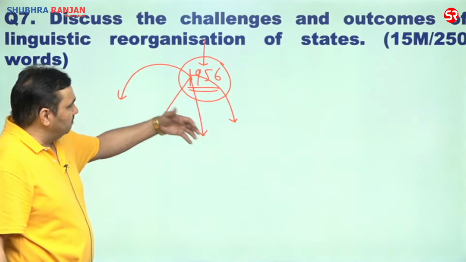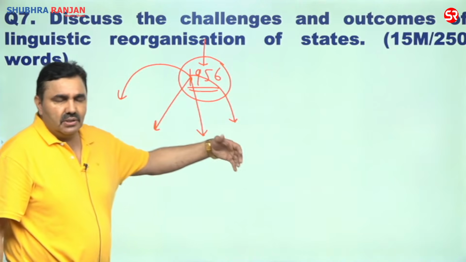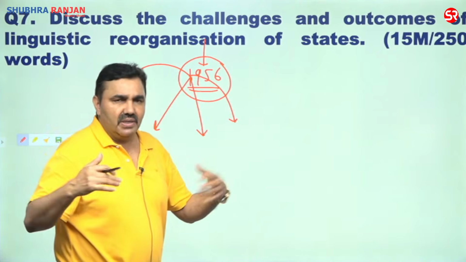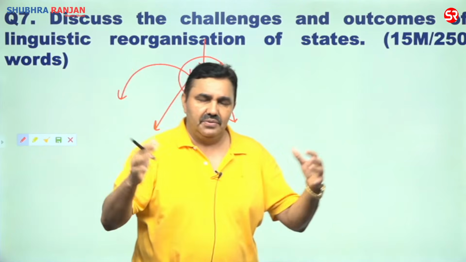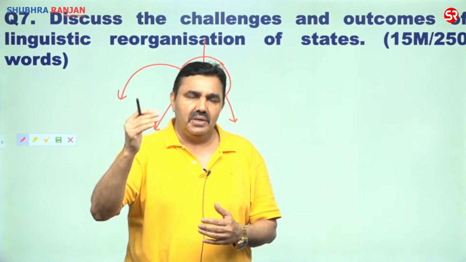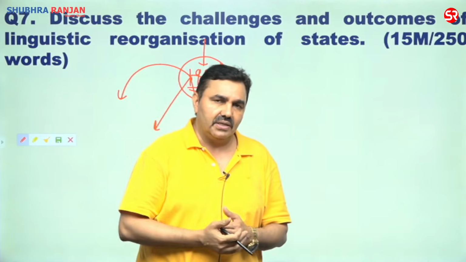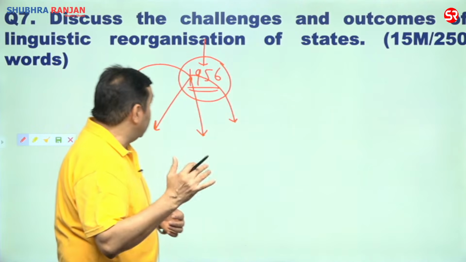Then you have to look at the internal security issues. Look at the Northeast. There are so many different tribal groups. They are fighting with each other. It's very, very difficult to maintain law and order in northeastern states because of conflicting demands of different groups.